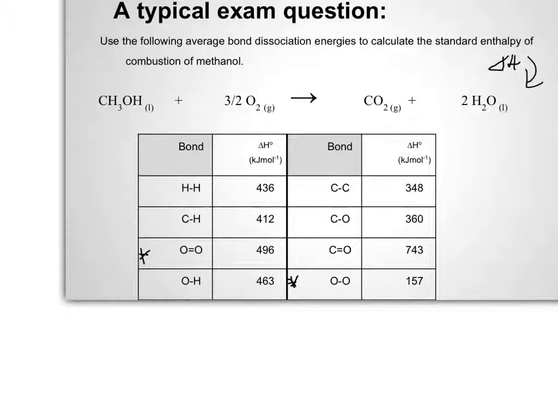Now, the first step in one of these calculations, step 1, is always to draw the stick diagrams so that you can see the bonds broken and the bonds made. So firstly we've got methanol. So that's 1 carbon in the middle, 3 hydrogens off it, and an O and an H. That's an O bonded to an H, so that's sticks. So you can see carbon's got 4 sticks off it, each hydrogen's got 1 stick off it, and the oxygen's got 2 sticks off it. So we've done that correctly.